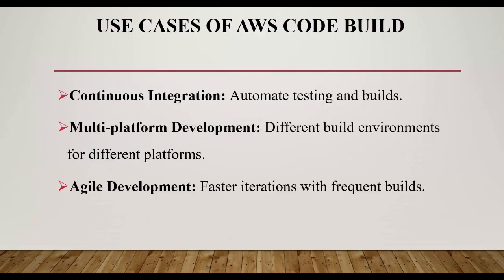The next is use cases of AWS Code Build. The use cases are continuous integration, multi-platform development, and agile development. In continuous integration, it helps to automate the testing and building. In multi-platform development, it provides different build environments for the different platforms. So every platform contains its own build environment.